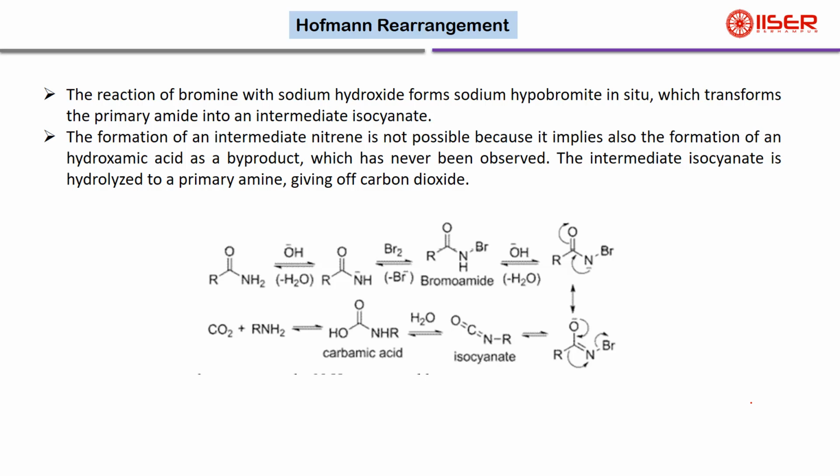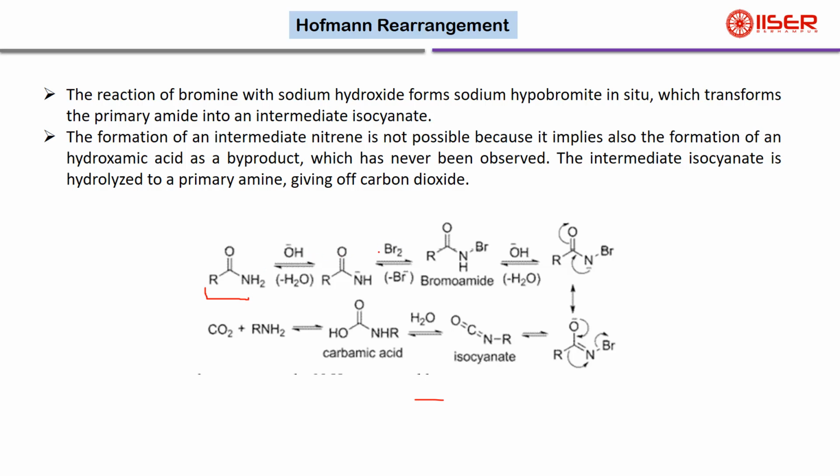Next is Hofmann rearrangement. So what is Hofmann rearrangement? In the last class we have already discussed Beckmann rearrangement. It is kind of similar. In this reaction, bromine with sodium hydroxide forms sodium hypobromite in situ, which transforms a primary amide into an amine through an isocyanate intermediate. So if you see the mechanism, they have taken an amide.